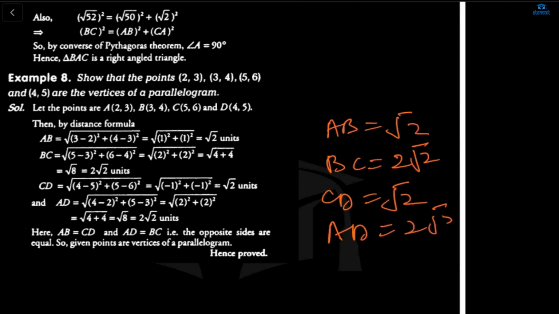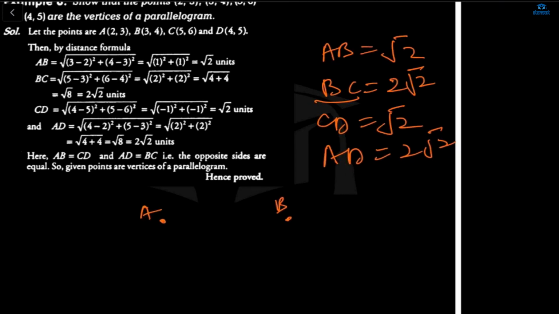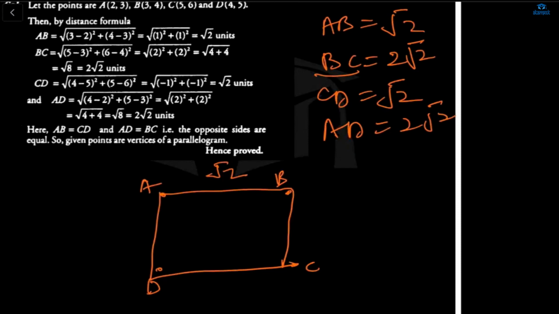So opposite sides. If you draw a figure A, B, C, D, AB is equal to root 2, BC is equal to 2 root 2, CD is equal to root 2, and AD is equal to 2 root 2. So are the opposite sides equal or not? Yes. So it is a parallelogram. Any doubt, anybody?